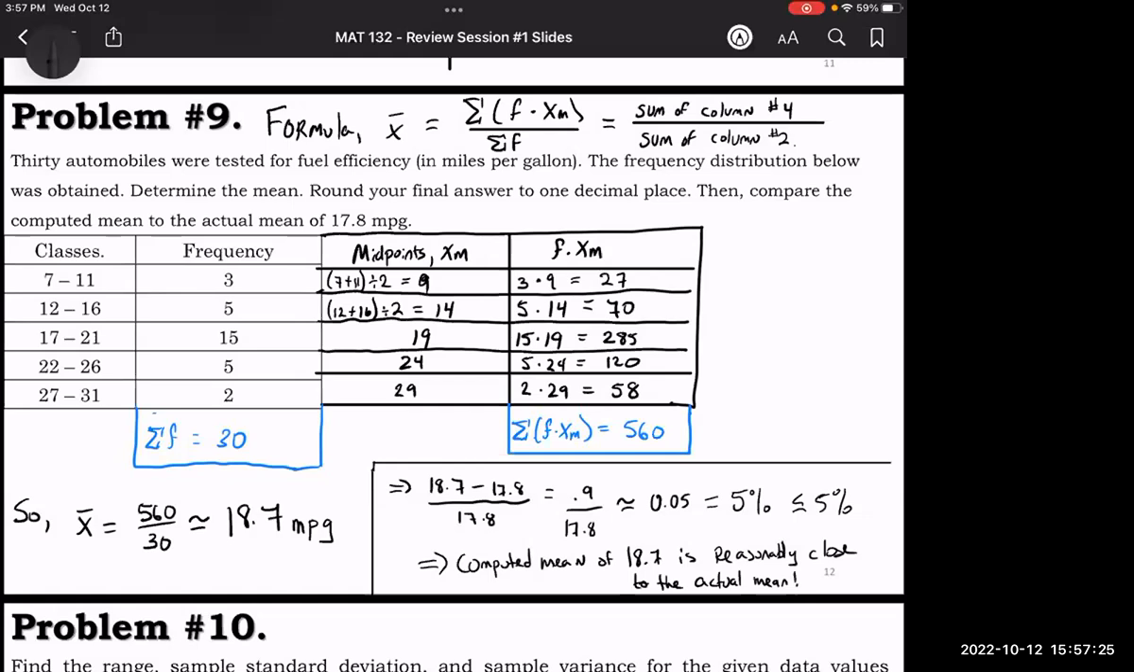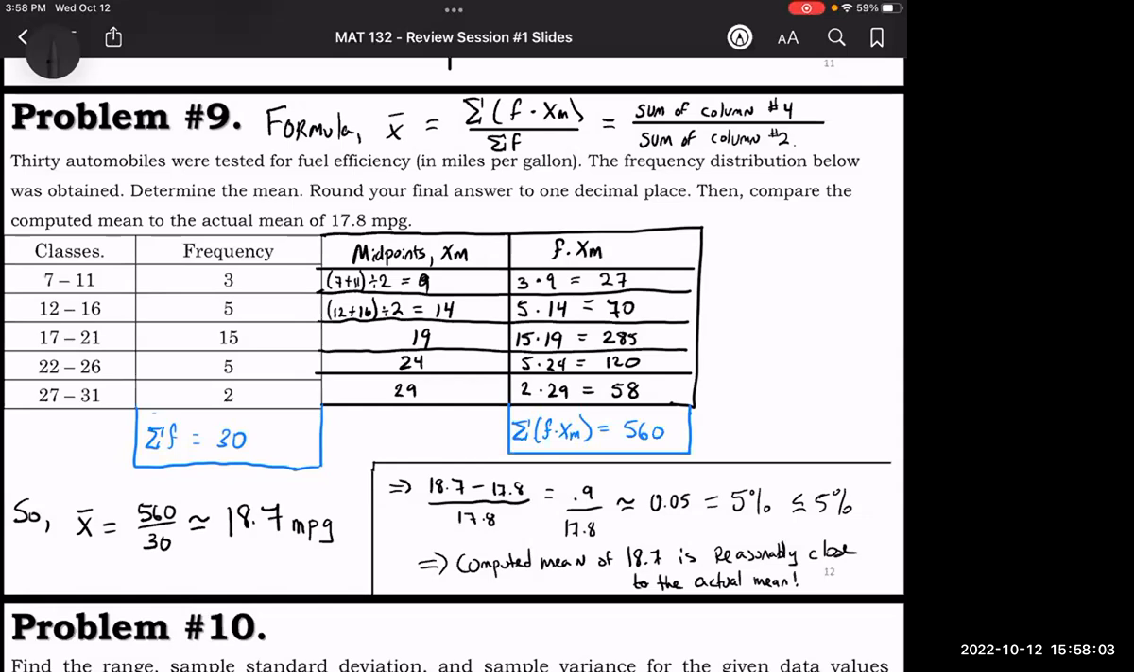The actual mean, by the way, was 17.8. The way that they got the 17.8 is when they looked at the specific data values for each class. When you're given a frequency distribution table, the way that we computed the mean was assuming that all the data values are essentially the class midpoint, but that's not necessarily true. In this case, it's definitely not true. If it was, then we would have got back 17.8.